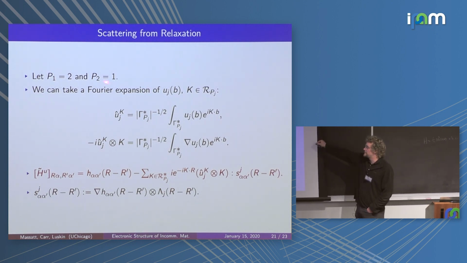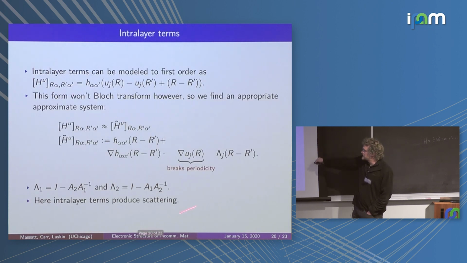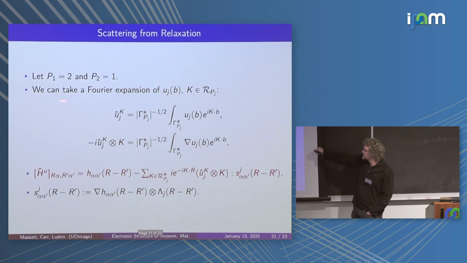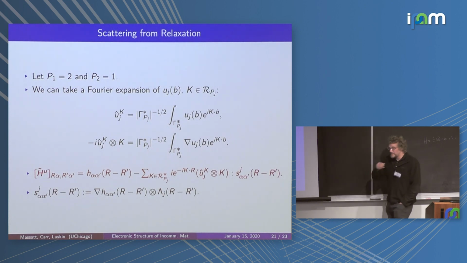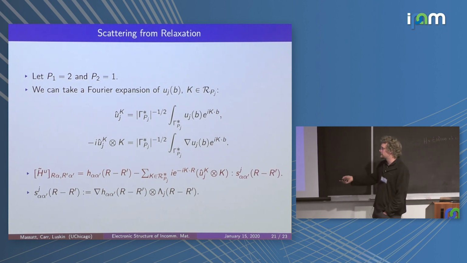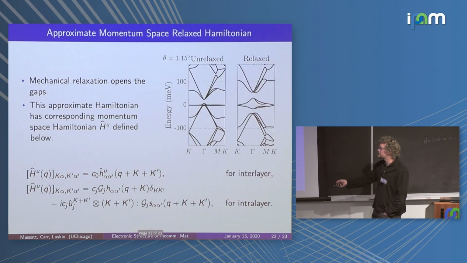OK, I'm just going to define P1 to equal 2 and P2 to equal 1, so I can look at opposite sheets. To actually address this, I'm just going to Fourier expand u_J, which is going to give me Fourier terms here for just u_J, and then this is for the derivatives of u_J, because I had a gradient on the last slide. And so I can rewrite this in terms of the Fourier modes. And then it's a quick calculation to Fourier transform to apply the Bloch transformations.